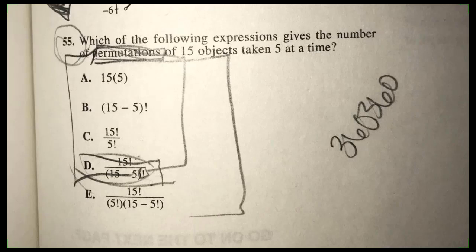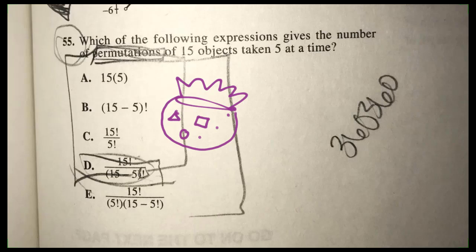Number 55. Which of the following expressions gives the number of permutations of 15 objects taken 5 at a time? I imagine there to be a bag with objects inside of it. I'll just make these object shapes for now, and there's 15 of them. And we're gonna reach our hand in and take one out at a time until we have 5 objects that we've taken out of the bag.